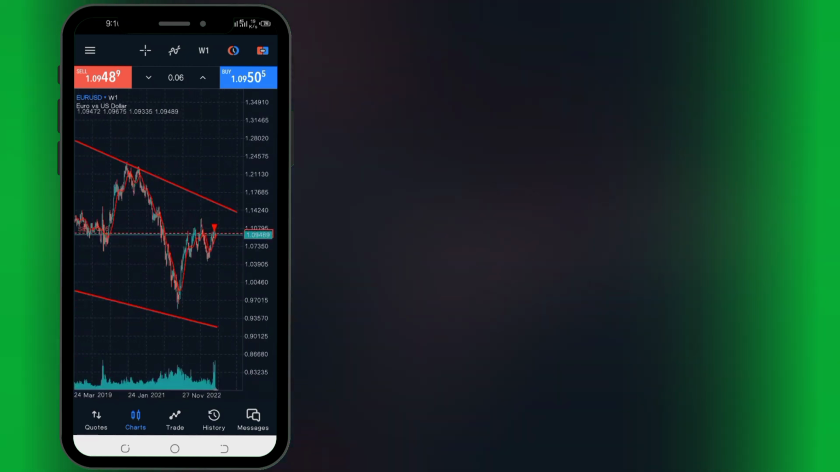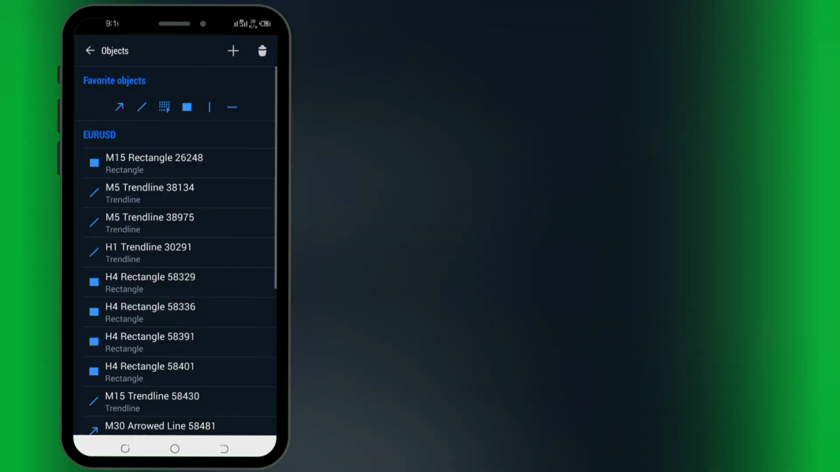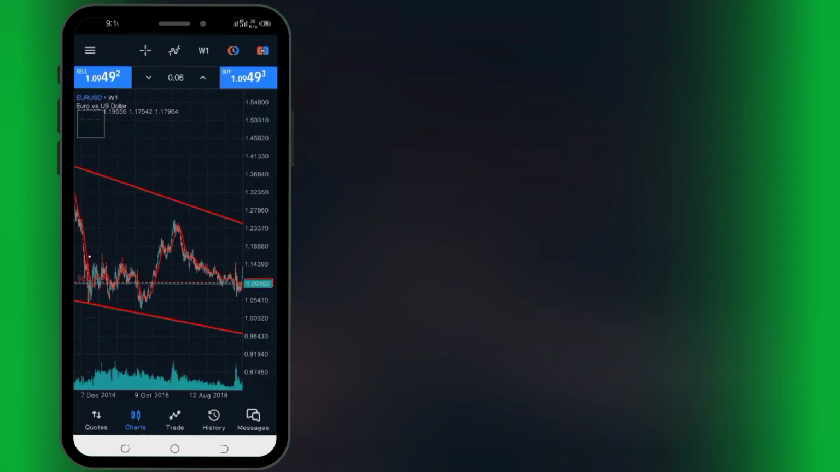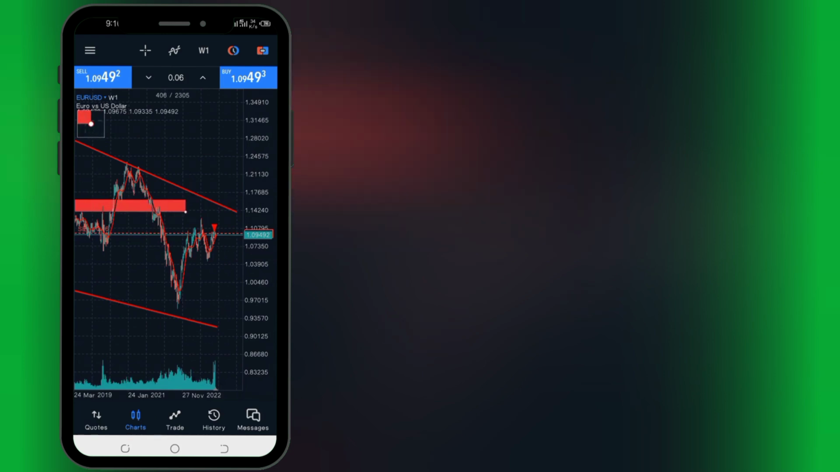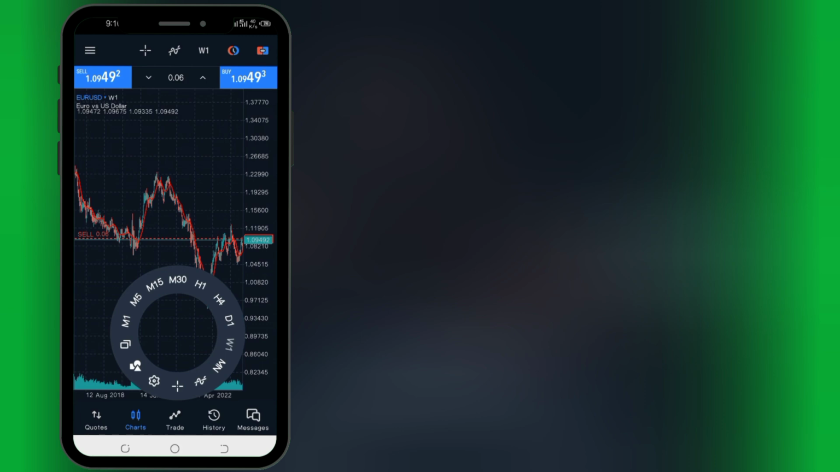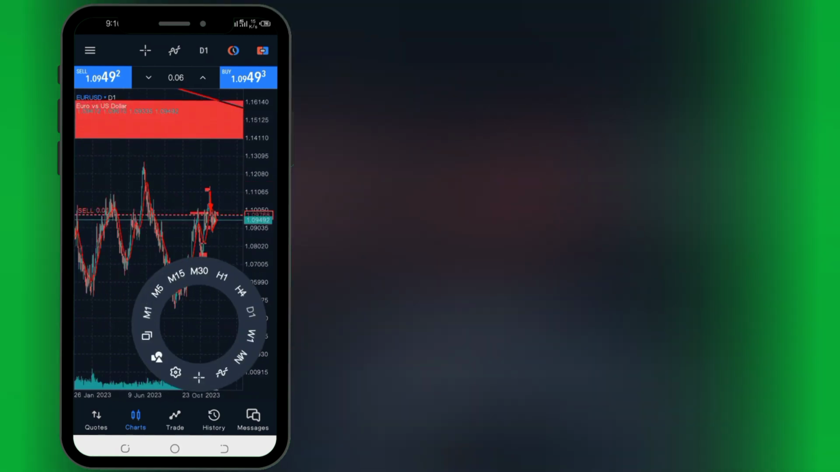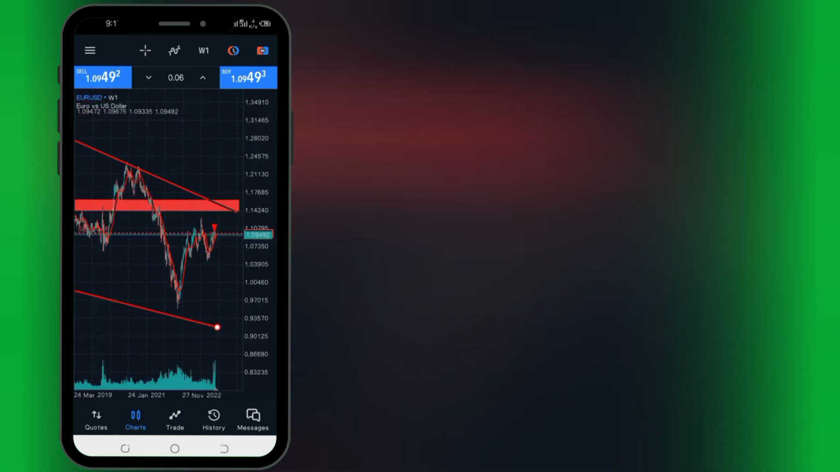So I come onto the weekly time frames to plot my key support and resistance zones. As you see right here, I come to the lower time frames to plot my key support and resistance zones. This is the way I do it. I've been doing this for the past 3 years now, and it has been working for me. I plot the most recent zones, so that's what I do.